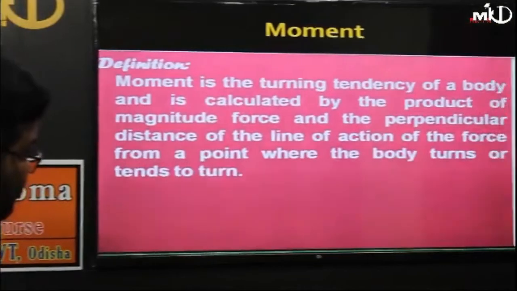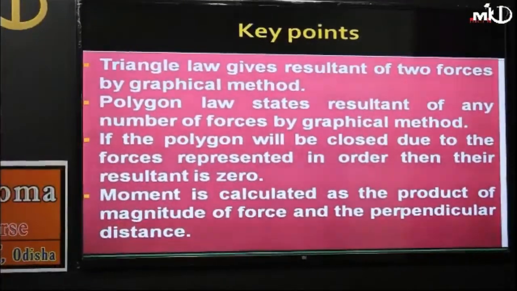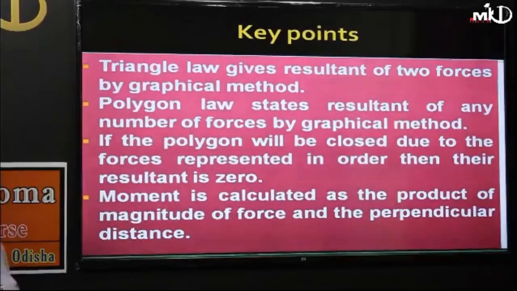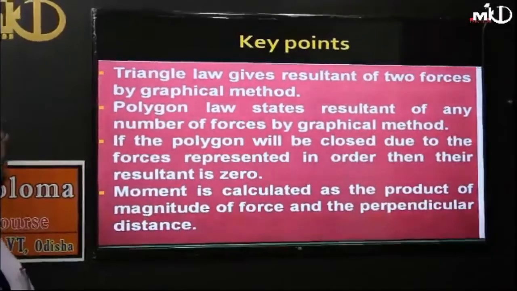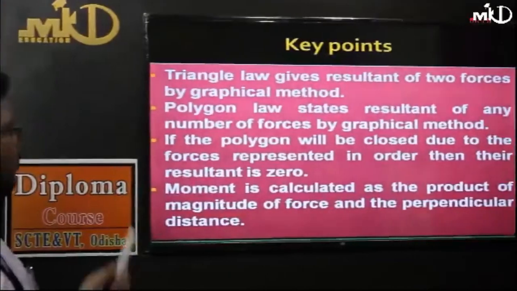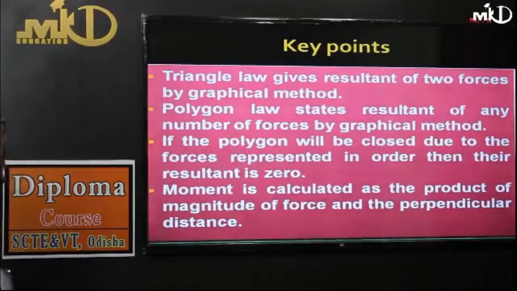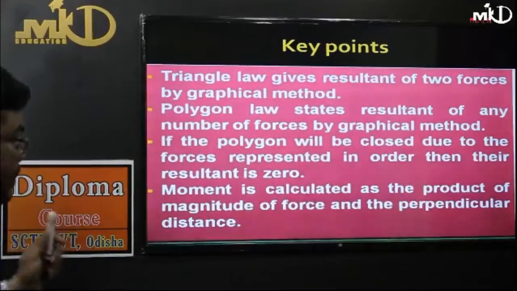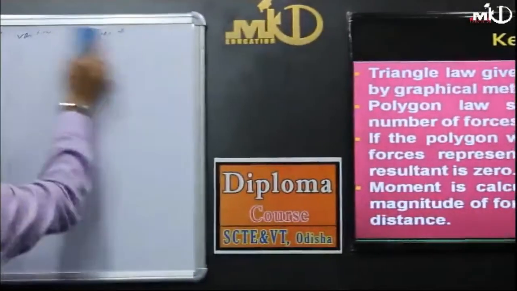Now, what are the key points that we have learned today? First is the triangle law, which gives the resultant of two forces by graphical method. Second is the polygon law, which states the resultant of any number of forces by, again, graphical method. And one more thing, if the polygon is closed due to the forces represented in order, then the resultant is always zero. What do you mean by this? Let us see. This is a very important point.